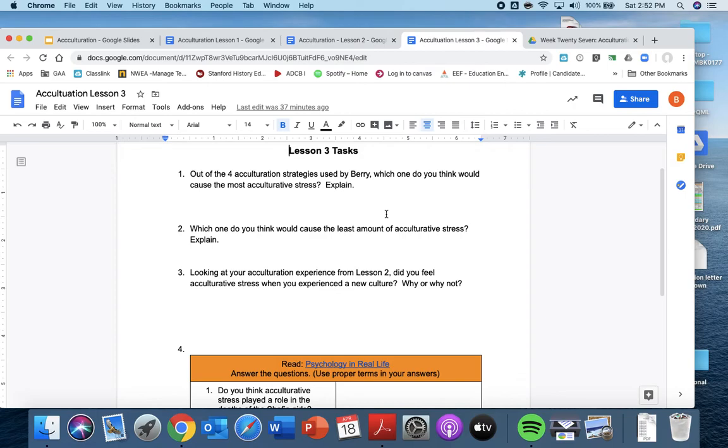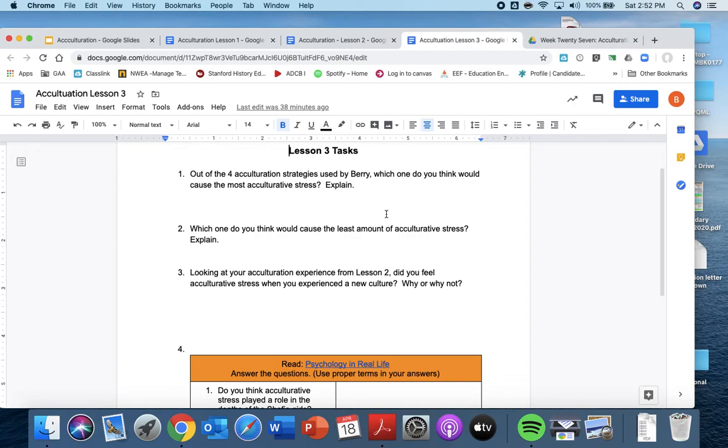And explain. Now, I would prefer that you not go to the internet and copy what you read someplace else, unless you are really, really stuck. Think about what we've already been doing and what we've been talking about. You know the 4 different acculturation strategies. Think about them critically, and which ones you think would cause the least or the most amount of stress.